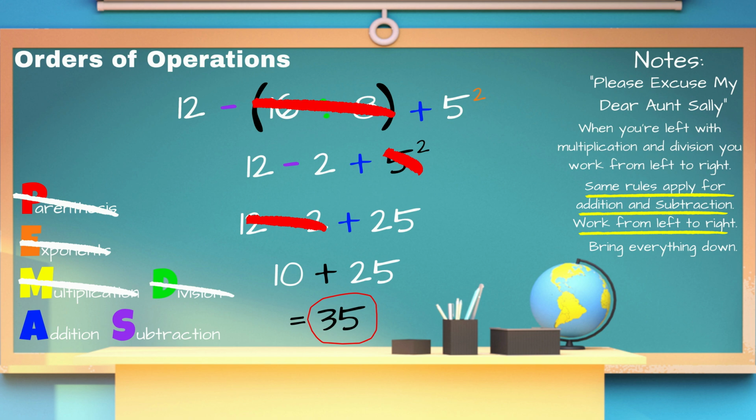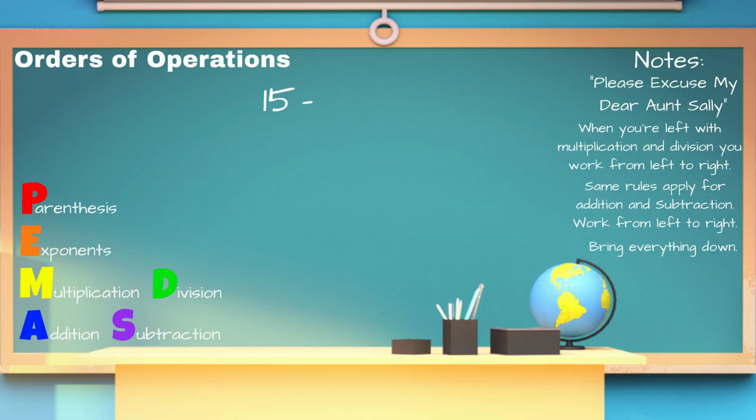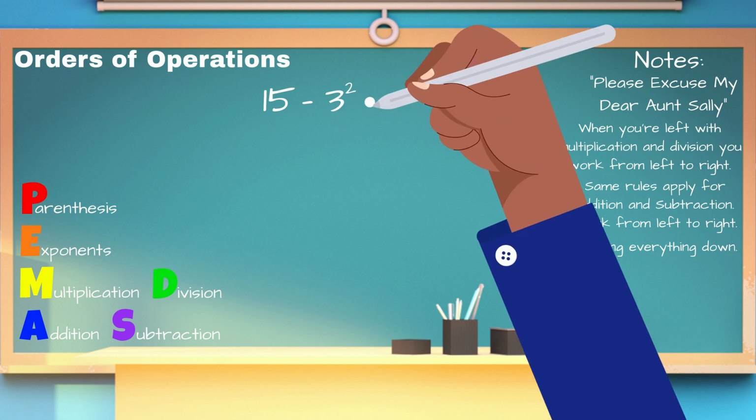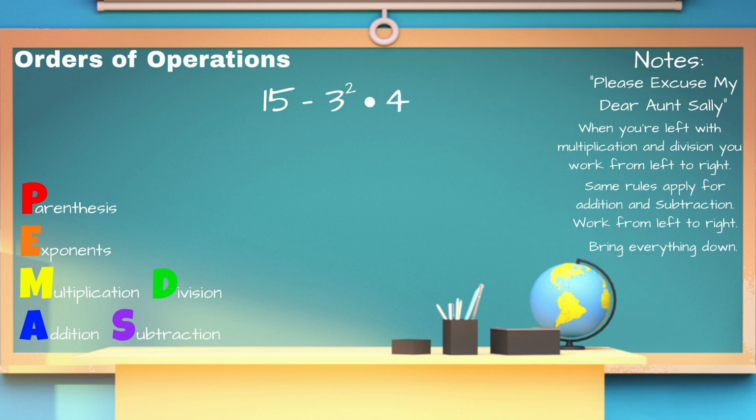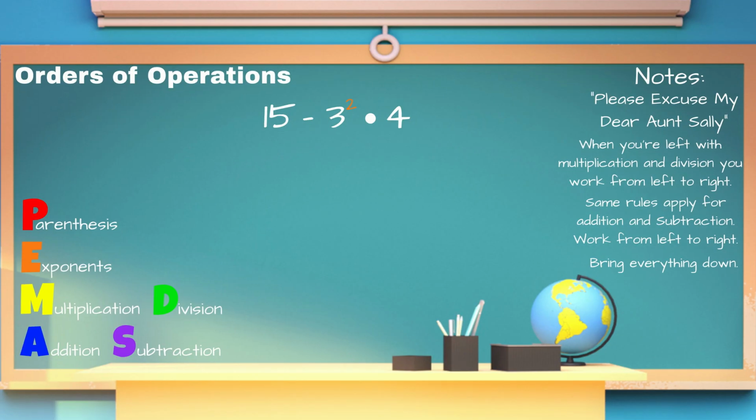Let's try one more. 15 minus 3 squared times 4. What do we do first? Exponents. Yes, so 3 squared is 9. What do we do next? Bring everything down. Yes, so 15 minus 9 times 4.